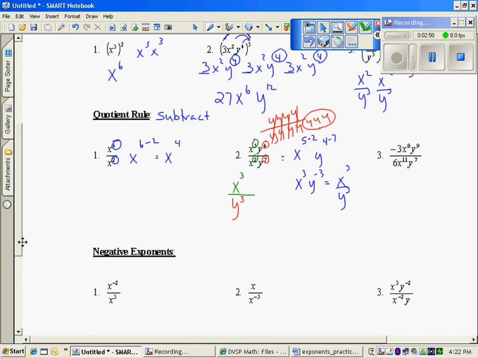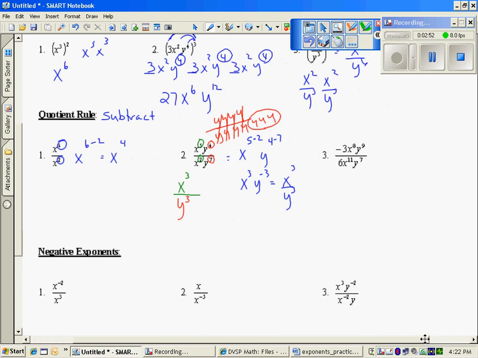When you have coefficients, you don't treat them like they have exponents. They are simply just a fraction that you need to simplify. 3/6 is the same as 1/2. 3 goes into 3 once, 3 goes into 6 twice. Looking at my x's, I have 8 in the numerator, 11 in the denominator, not even worrying about my subtraction property. They're all going to cancel, leaving me 3 in the denominator.